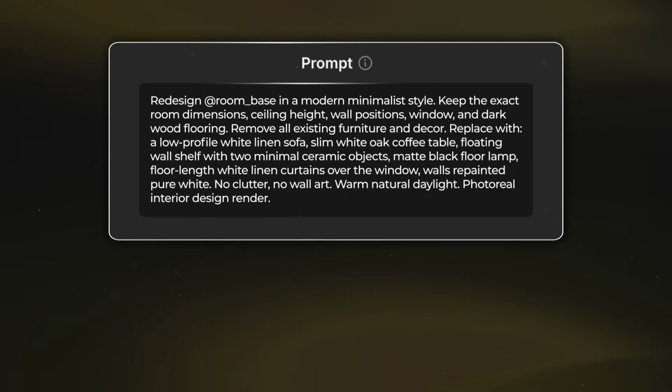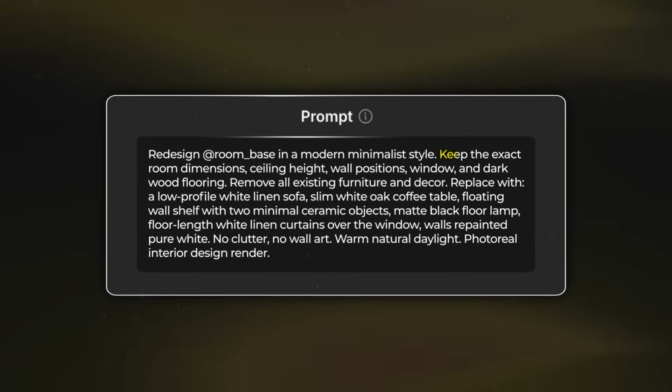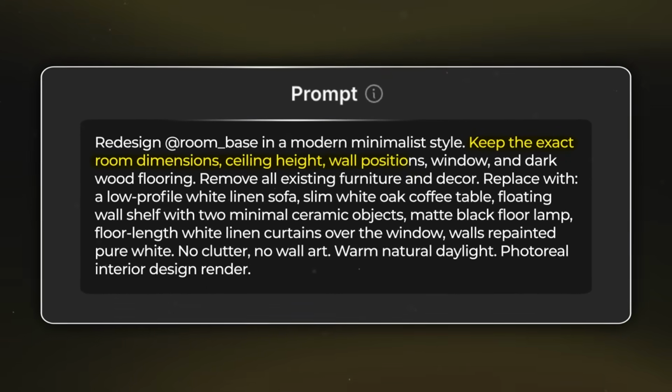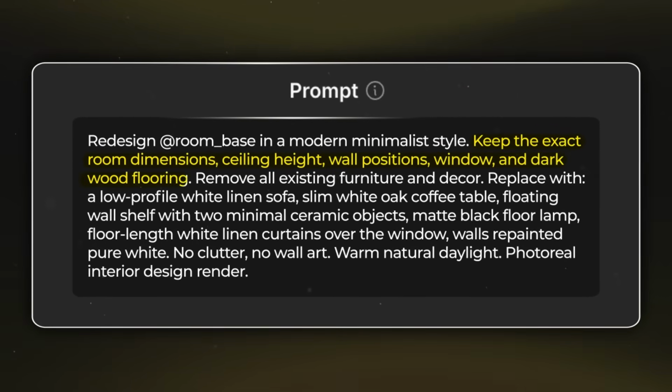So the whole trick of this process is the first line of the prompt. It locks the room itself, the exact dimensions, the ceiling height, the wall positions, the window, even the dark wood floor. Then the prompt strips out every piece of furniture and rebuilds the room with pieces you name one by one. That's why what comes back is your actual room and not some random AI apartment, which is the whole difference between a picture you genuinely consider and a picture you laugh at.